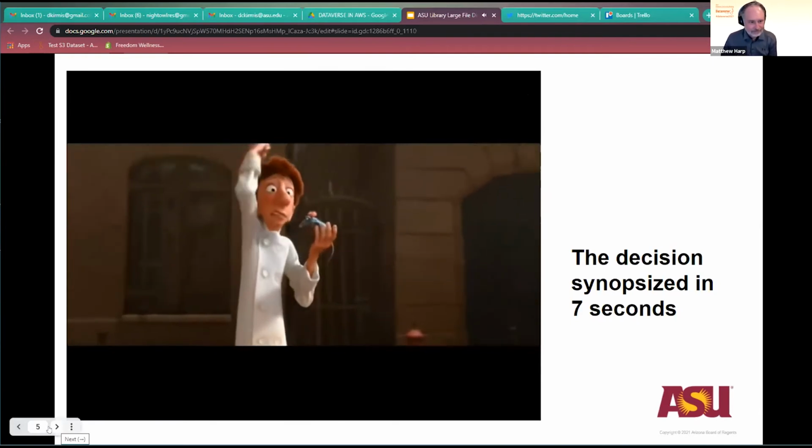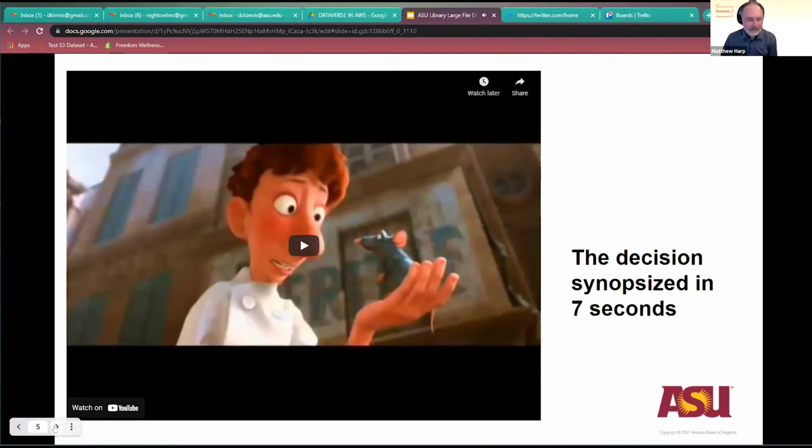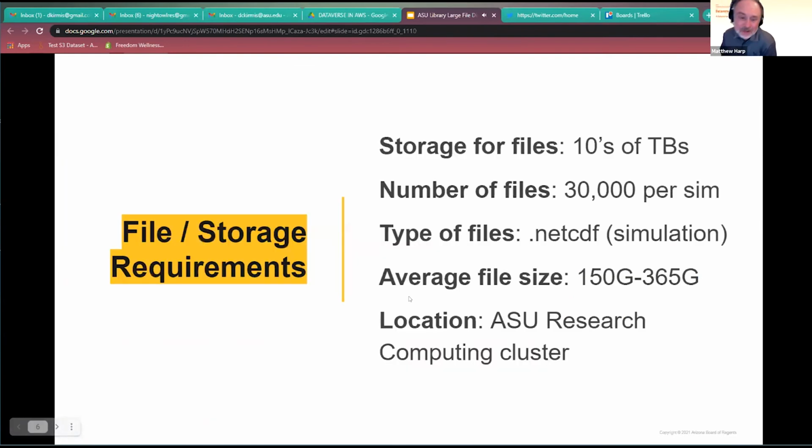So let's do this thing! Yeah, that was it. We're just like, let's just do it. We're going to move forward, we're going to figure this out, and it's going to be a learning experience for all of us.